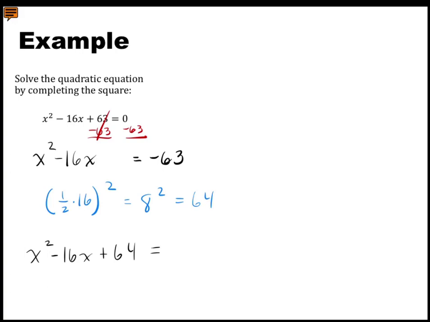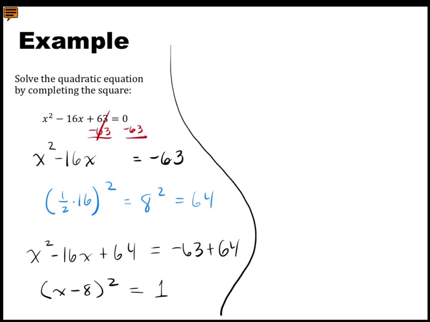But if I add 64 to the left-hand side, I have to add 64 to the right-hand side. And now the left-hand side is a perfect square, so it can be written as (x - 8)². The right-hand side can be simplified to 1. Now we are in the position to use the square root property.